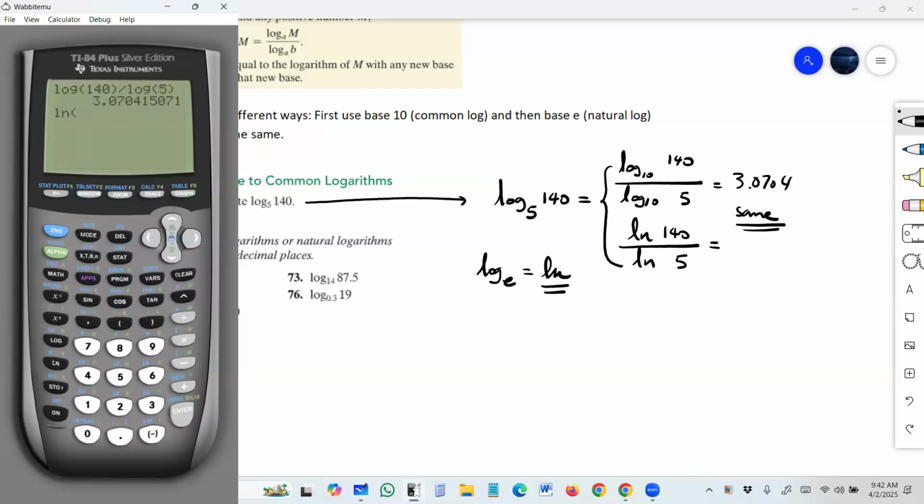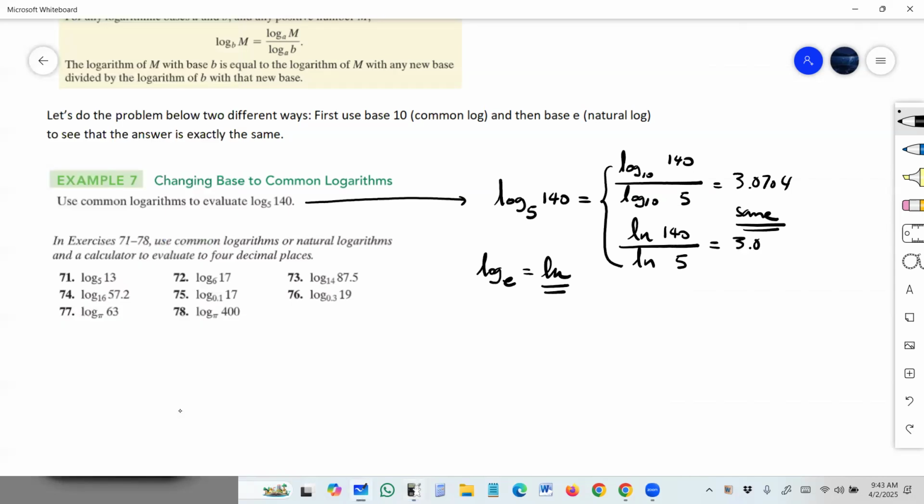So I click natural log, 140 divided by natural log of 5. And the answer should be exactly the same. So 30704, this is exactly what we got. Just to show you that it is the same answer. So you can either use log base 10 or log base e.